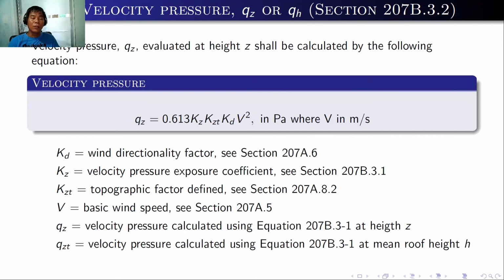Take note, the velocity pressure increases rapidly if your velocity or the basic wind speed is quite high because it is squared. Take note, qz should be in Pascal and the velocity should be in meters per second. So the 275 kilometers per hour should be converted first to meters per second. Otherwise, it would be a really large value.